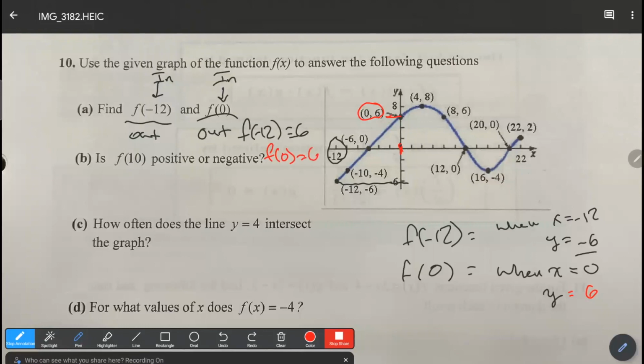Now it says, is f of 10 positive or negative? So let's find f of 10. When x is 10, which is right here, we can see that our y value is above the x-axis. I assume it's 4, but whatever it is, we'll say it's about 4. So is it positive or negative? Well, it's definitely positive because it's above the x-axis.